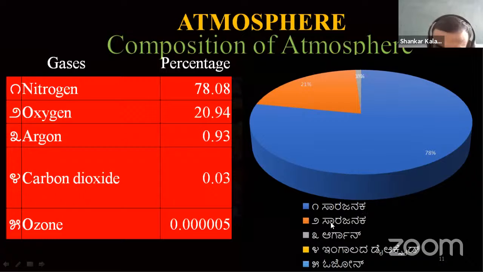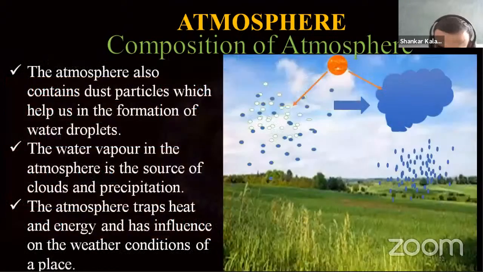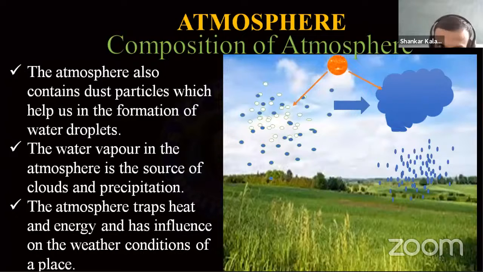Here they have mistakenly mentioned Sarajanaka. You just consider oxygen as second. Don't consider the second one also as nitrogen. Nitrogen means Sarajanaka in Kannada. Oxygen is the oxygen you know. And the third is argon. Fourth, carbon dioxide. Fifth one, the ozone gas layer. In percentage, you can also see it in the pie chart.